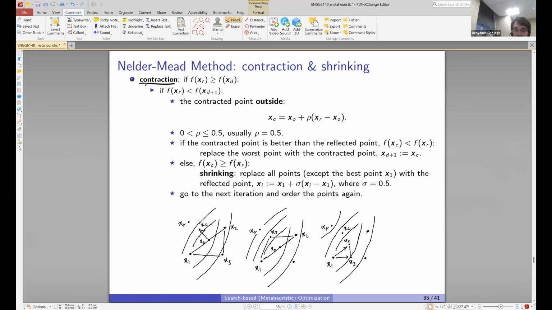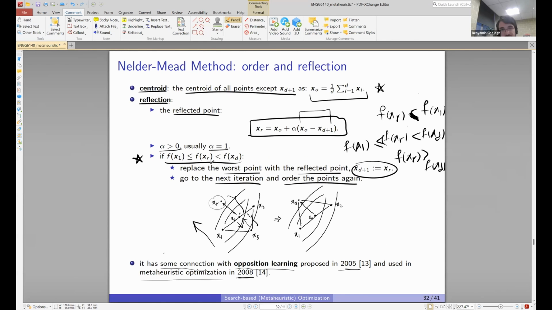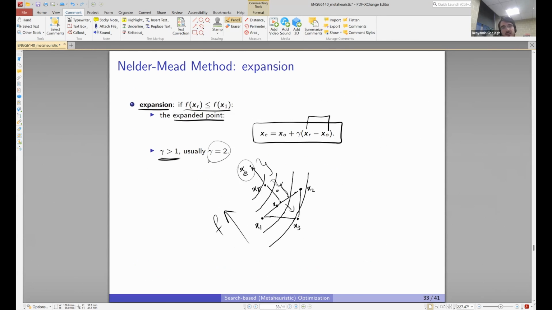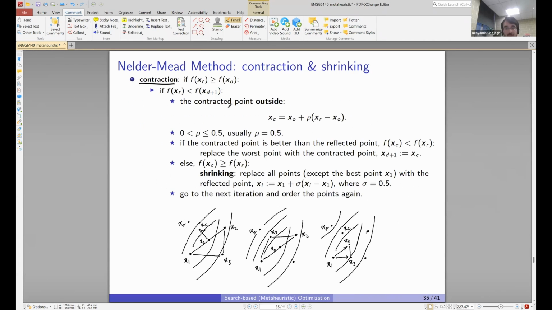The next thing is contraction, which is for the other case. So we talked about the case where XR, the reflected point, is between X1 and XD. We also talked about when XR is better than X1. Now let's talk about the case where XR is worse than XD. Its cost is greater than or equal to XD, the second worst corner. If that's the case, which is the third case, it has two subcases.